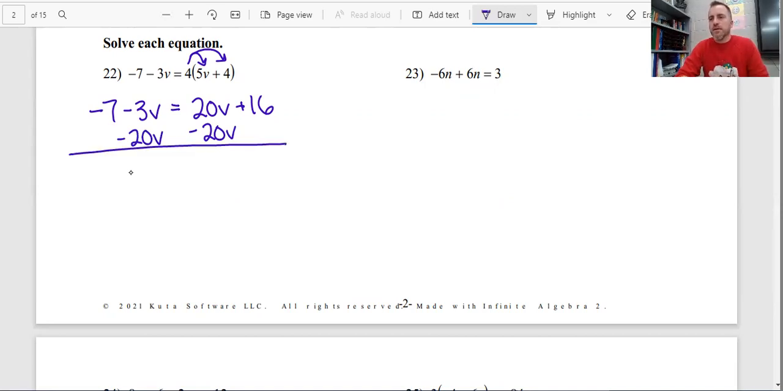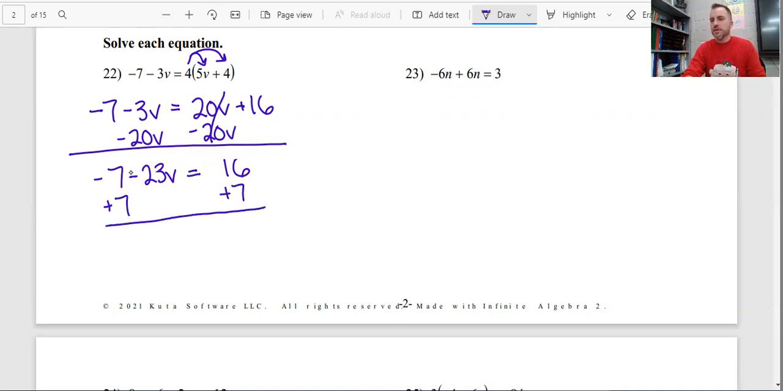So on the right side, I've got no more v's. All I have left is that 16 over there. And then on the left side, I have -7 minus 23v. Now I need to get the -7 away. If I owe 7 of something, then I need to add 7 to cancel out that debt. Then I'm going to add 7 to the right side too. The golden rule of algebra says if you do it to one side, you've got to do it to the other to maintain equality.